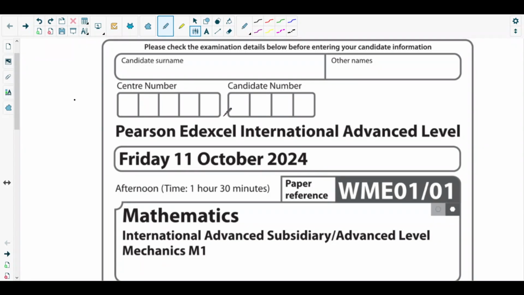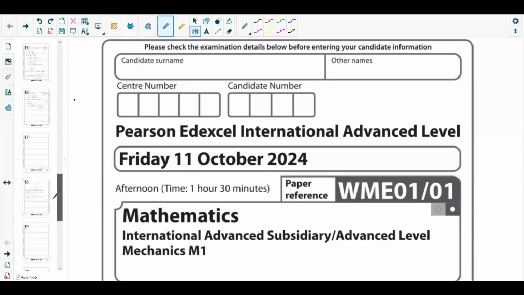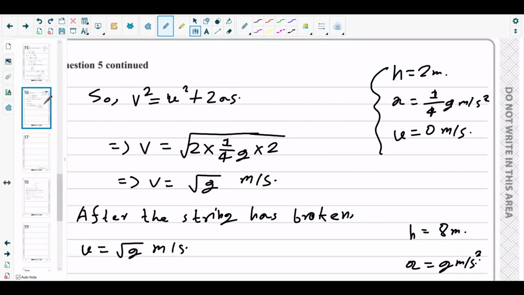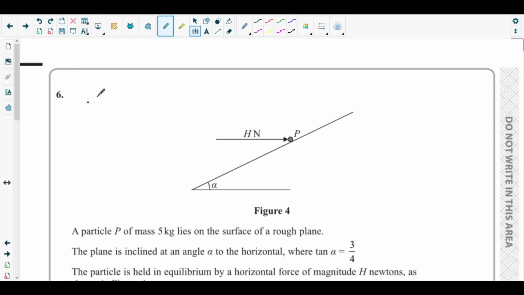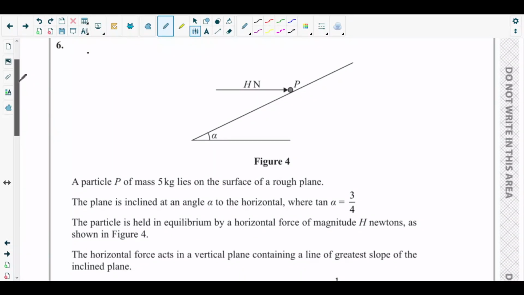So in this video, we will be solving question number 6 from October 2024, the latest Mechanics 1 paper. So let's see what question number 6 from this paper is about. So this is question number 6, you can see on the screen.